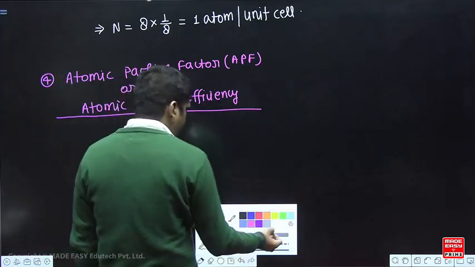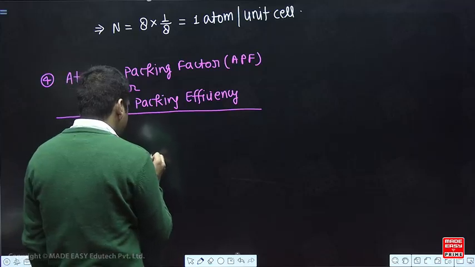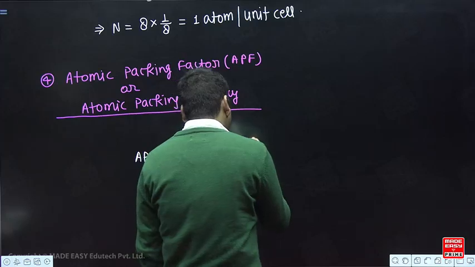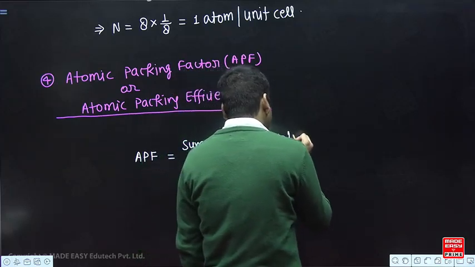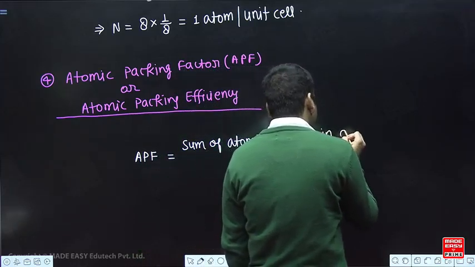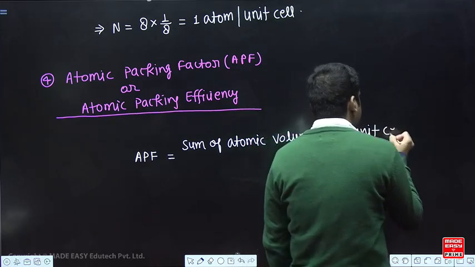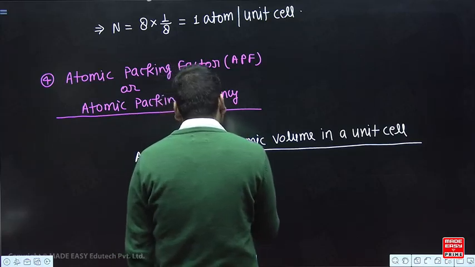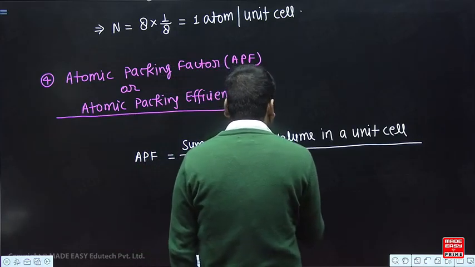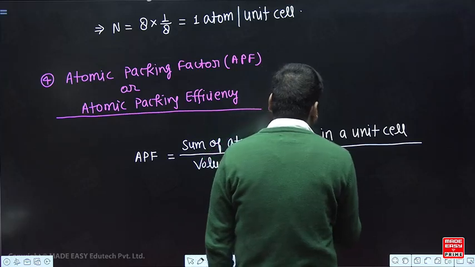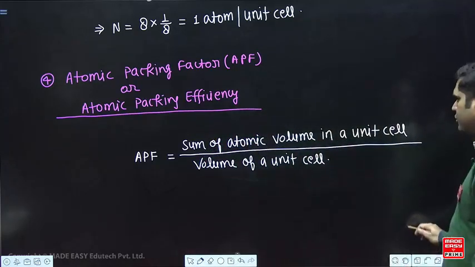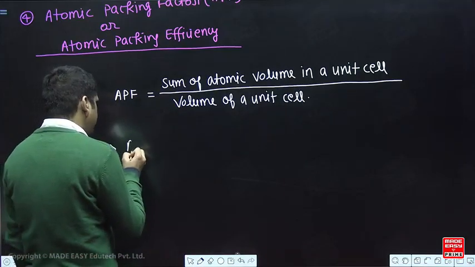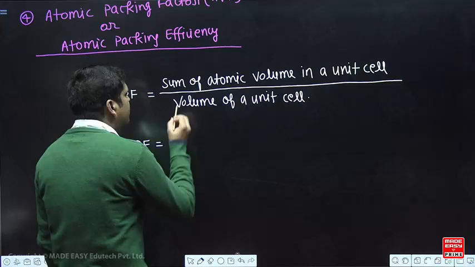APF is defined as the sum of atomic volume in a unit cell divided by volume of a unit cell. It comes out as APF is sum of atomic volume.